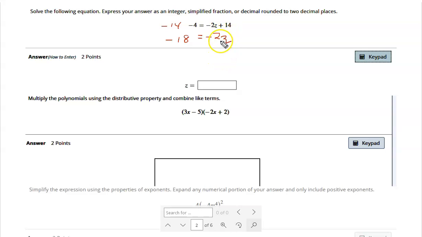Now, there are different ways to do it. You could have moved the z over and got positive z's, or there's, again, different ways. But now we want to get a positive 1z by dividing this side by the coefficient, which is a negative 2. Anything divided by itself gives you a 1, except for 0. So we get a positive z is equal to a positive 9. Negative by negative gives you a positive, and 2 goes into 18 9 times.